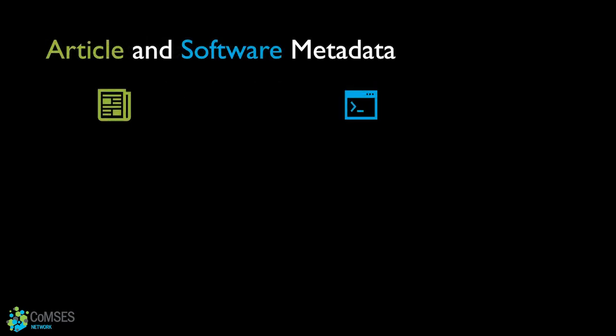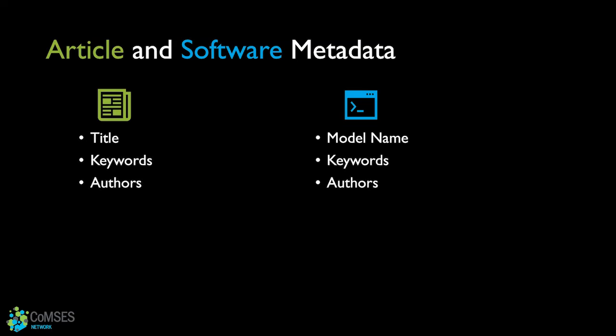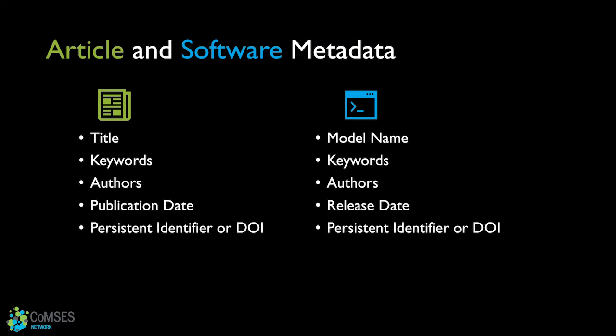Some of the metadata fields needed for software are analogous to the ones referred to by journal articles. You want to add the title or name of your model, a set of meaningful keywords, the name of authors, although that sometimes can be complicated with software, especially with GitHub contributors, the date of release, and very importantly, the associated persistent identifier, or DOI.